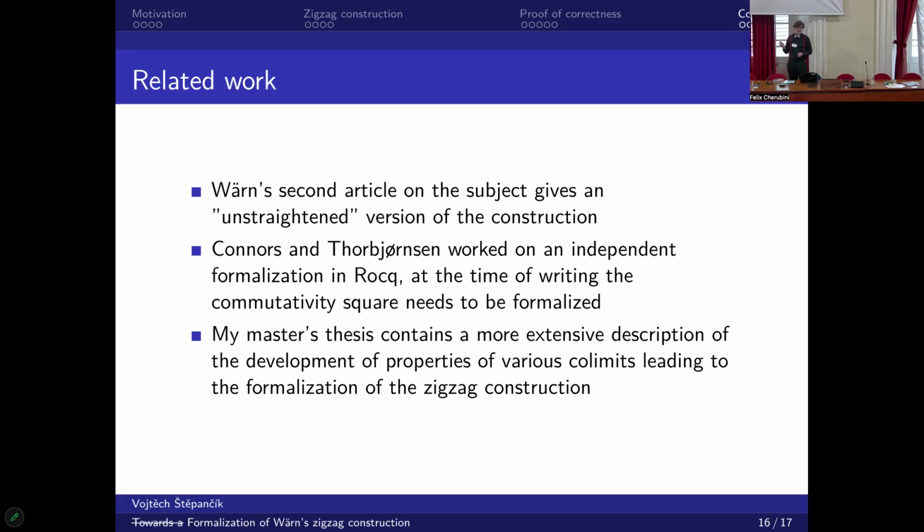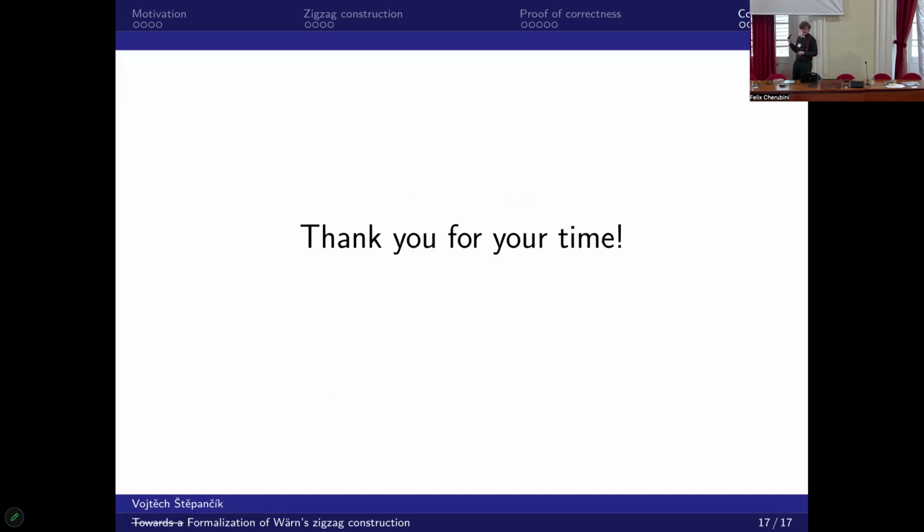It's still missing this square that I struggled with. And then if you want to learn more about the technical background of the formalization, some more stuff about descent and the identity systems that I mentioned, then I invite you to check out my master's thesis. And with that, I'll thank you for your time and hand over back to the chair.